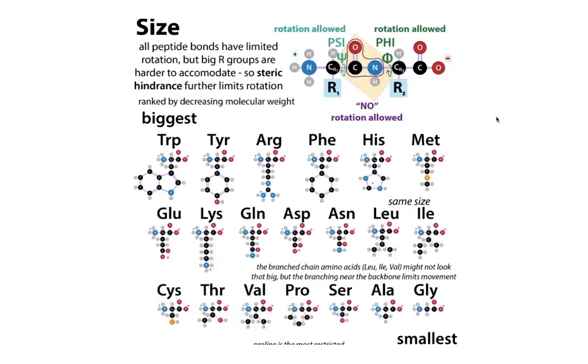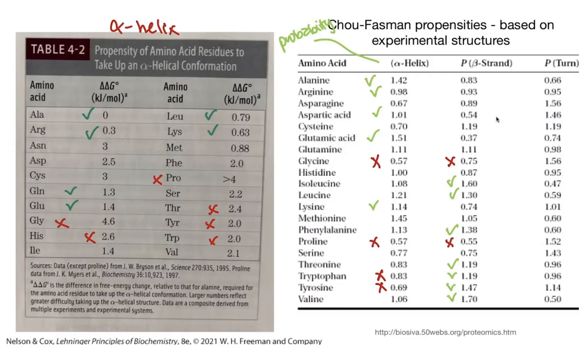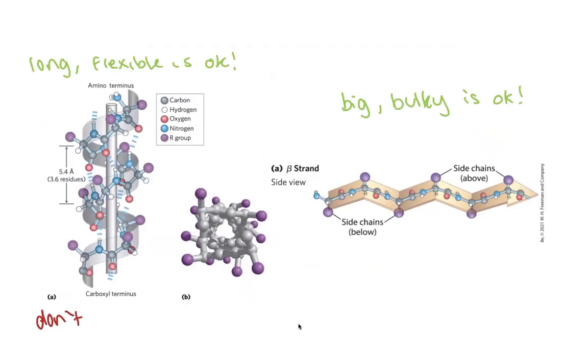So that's what we would think, right? But what do the numbers say? Scientists have actually looked into this, and they've done it a couple of different ways. You do see some concurrence. Again, these aren't strict rules, and what I really care about is that you get the trends. We're seeing that we have long, flexible things in an alpha helix. We don't want big, bulky things next to each other.